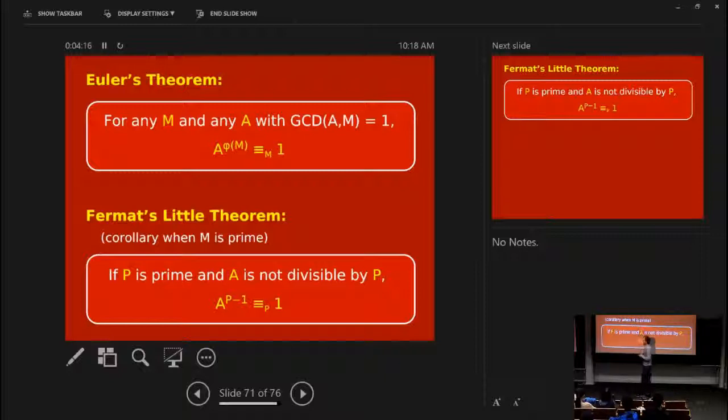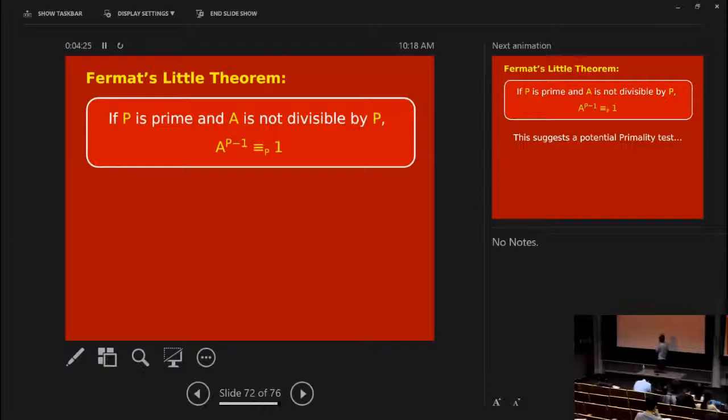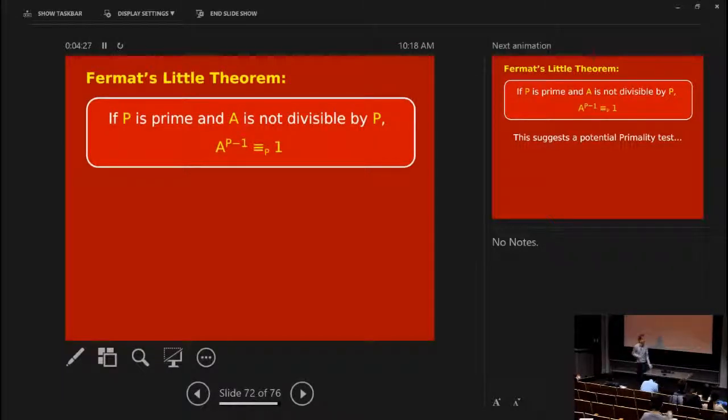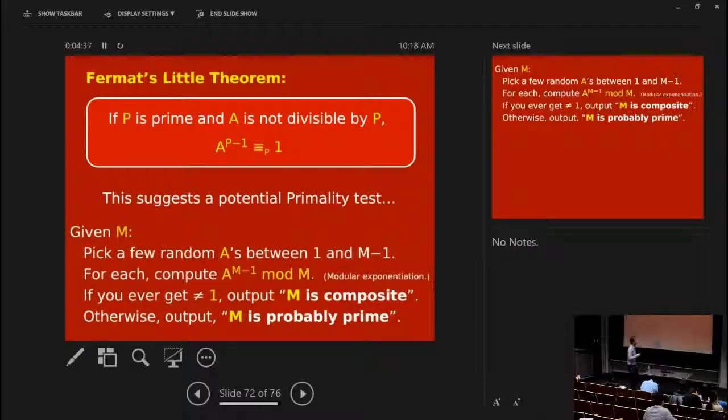Okay, that's a good trick that gets used a lot in elementary number theory. a to the p minus 1 equals 1 mod p for prime p. Now actually, if you look at that for a second, it looks somewhat like a characterization of a prime. Actually, it only goes one way. If p is prime, then this is true. But it might suggest to you some kind of potential primality test.